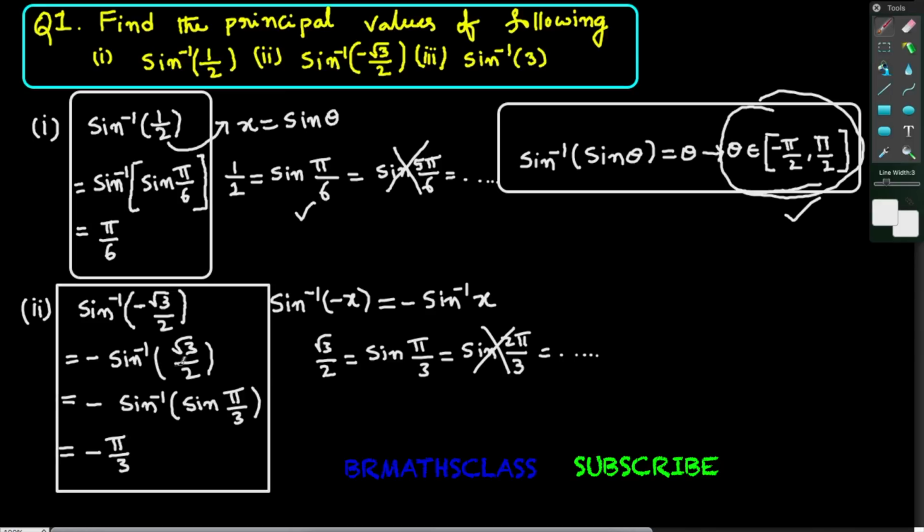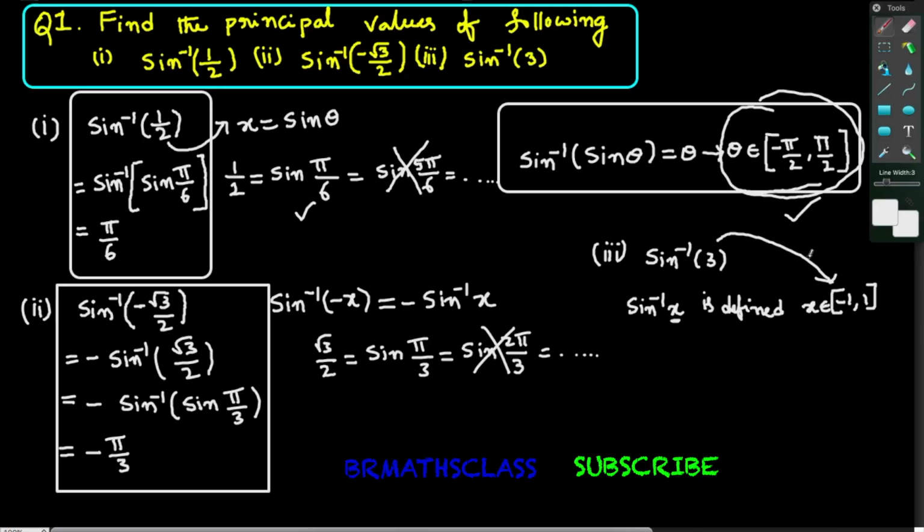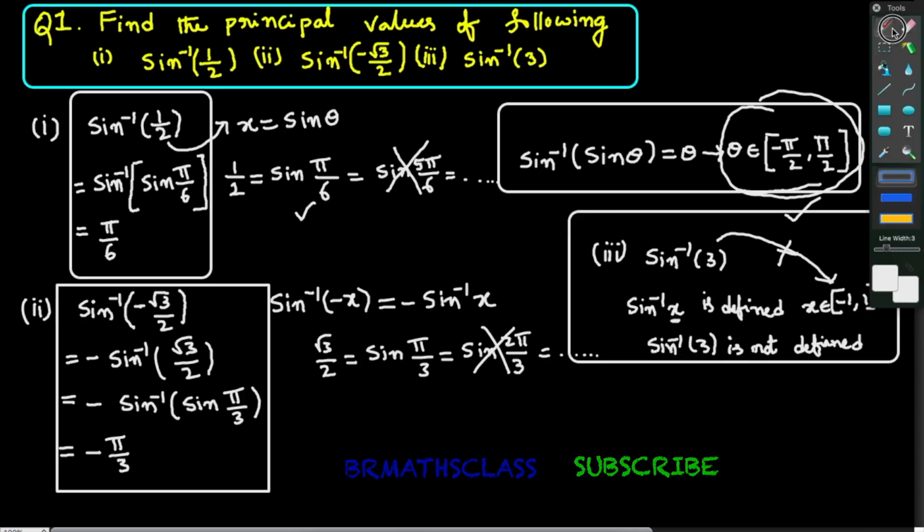Now we will see the solution of the third bit. Sine inverse of 3. You observe this is of the form sine inverse x. You need to know this point. Sine inverse x is defined when x is in the closed interval minus 1 comma 1. The domain of sine inverse x is the closed interval minus 1 comma 1. Is 3 in the closed interval minus 1 comma 1? No. So sine inverse 3 is not defined.